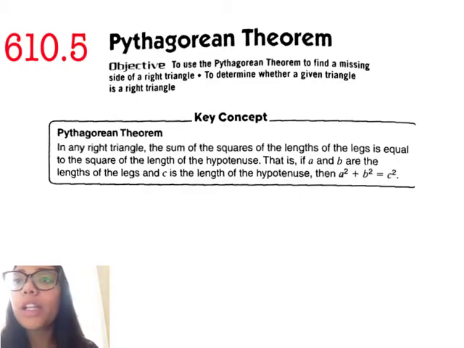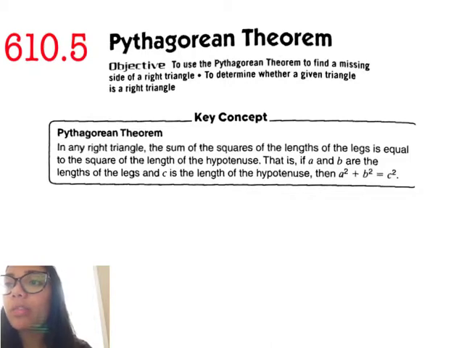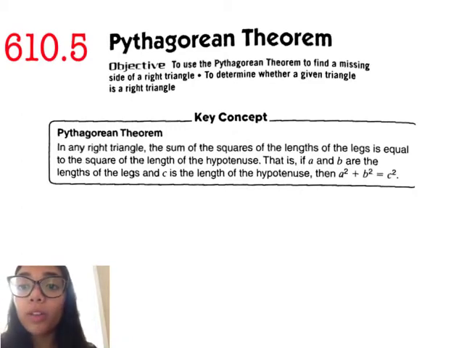Alright, this is Chapter 10, Lesson 5, Pythagorean Theorem. Your objective is to use the Pythagorean Theorem to find the missing side of a right triangle to determine whether a given triangle is a right triangle. So, the Pythagorean Theorem only works for right triangles.